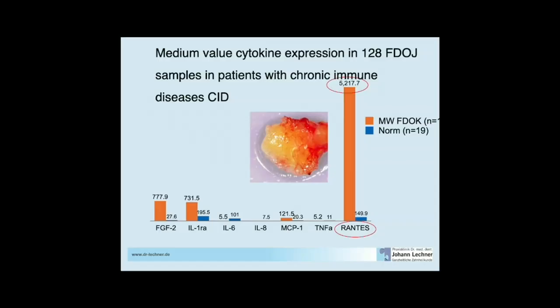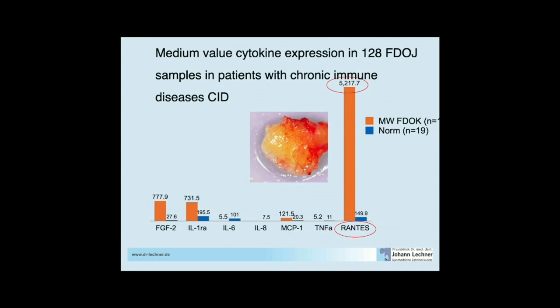Now, the funny thing is, and this is my research for nearly 20 years now, what happens when we send these fatty lumps we scrape out from these jawbone cavitations to modern labs to analyze for cytokine expression. Here we have seven cytokines, and we now have about 3,000 of these analyses. In each of these fatty lumps, we find just one inflammatory mediator highly and singularly overexpressed, and the name is RANTES. You see, our beloved TNF-alpha is very low.